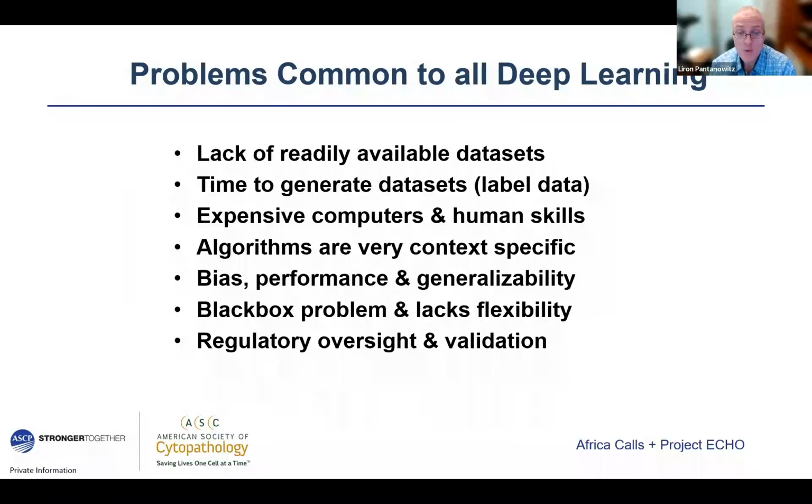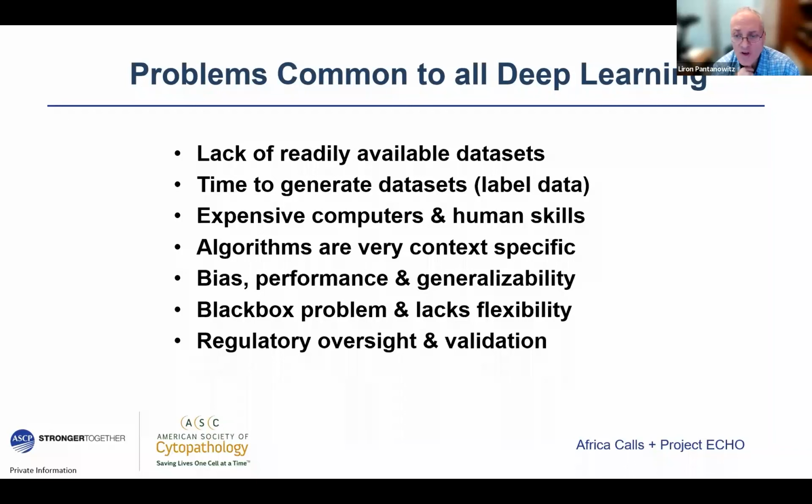Number one is we don't have these large digital data sets available. Many labs have not been fully digital and don't have slides scanned. So if they want to work with AI, they have to first scan their slides. And it takes a long time to generate these data sets because you have to label all the slides. And if you want a supervised algorithm, you may even have to annotate that. It becomes expensive for all this computer technology, and especially humans who understand and can use this technology.